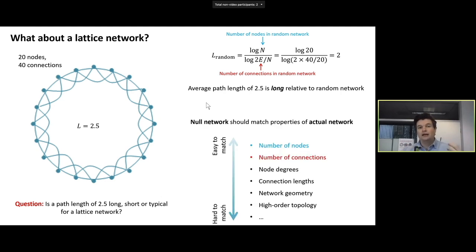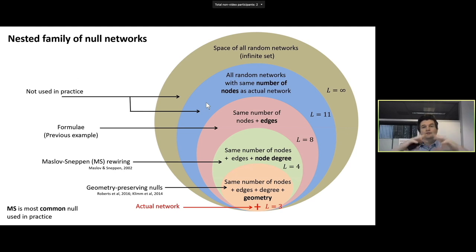So in this example, the null network, the reference network, is the random network that's matched in the number of nodes and edges. But you might think, well, what other things might we want to match? Do we really just want to match the nodes and the edges? We might need to match the node degree, the connection length, and so on and so forth. So we can consider a nested family of null networks. And so in the outermost circle, we have the space of all possible networks. And this is probably not a very useful null network.